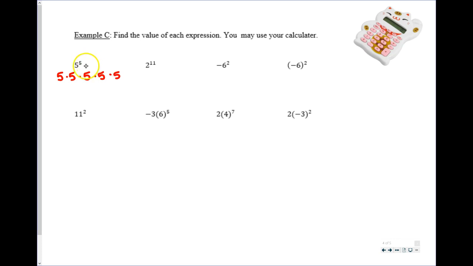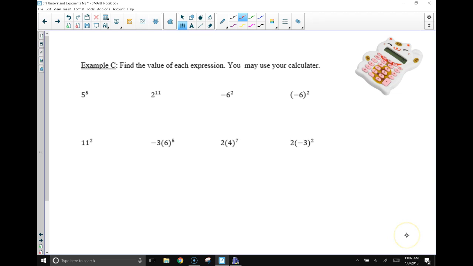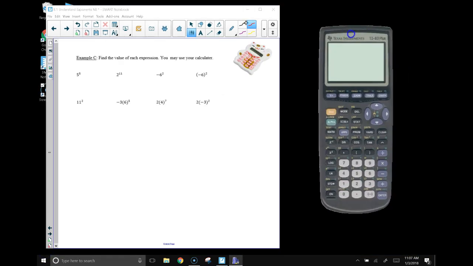So I know that 5 to the 5th is 5 times 5 times 5 times 5 times 5. But I can do 5 times 5 in my head. That's cool, 25. Right? And then I know that this is also 25, and then times 5. I might not know 25 times 25 off the top of my head, and even if I did, I'd have to multiply that by 5. So I don't want you to do this work, right? We have calculators for a reason. So what I want us to do is be able to use our calculator.